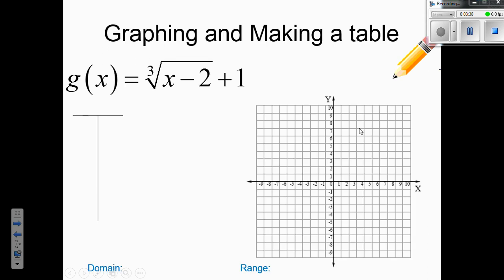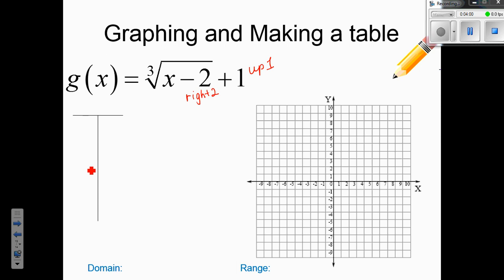All right, so if we're going to take a look at this graph, it says the cube root of x minus 2 plus 1. This means my graph is going to move right 2 and up 1. Now that's not where we're going to start our table. That's where we're going to put our middle of our table.